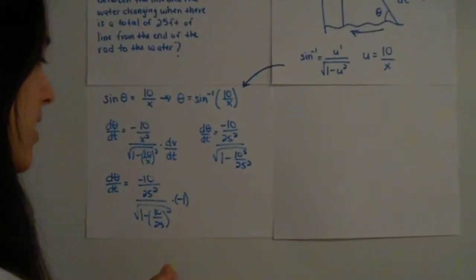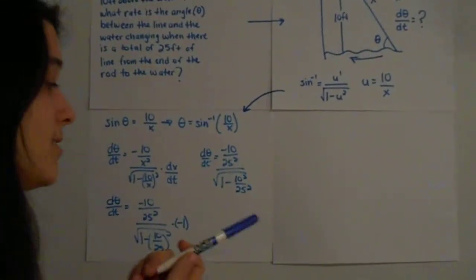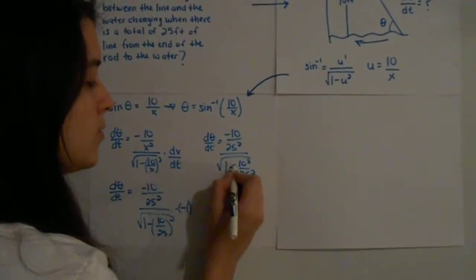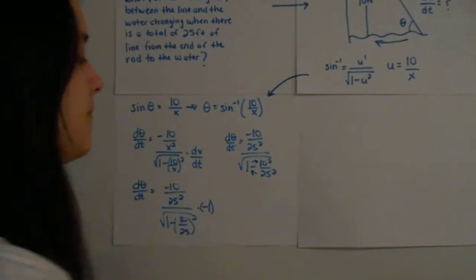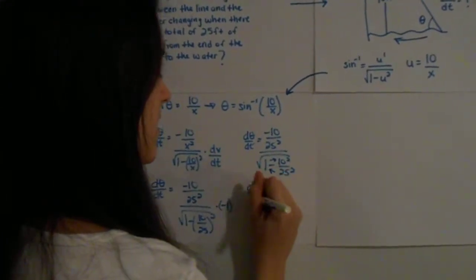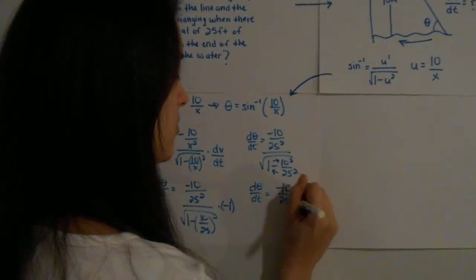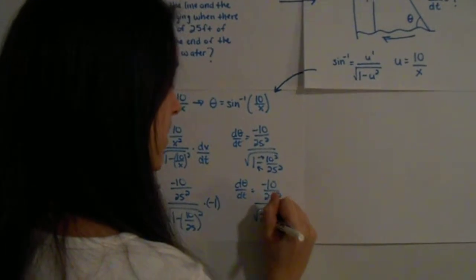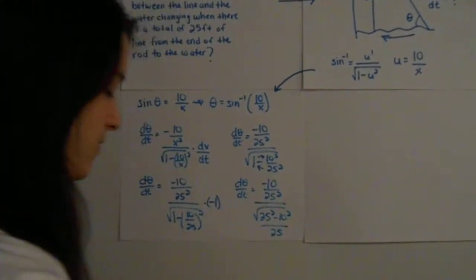And now we realize that here, for those of you who are up to date on all the shortcuts happening these days, we're going to do 25 squared times 1 and subtract 10 squared, which is called bow tying. So this is what that looks like. Negative 10 all over 25 squared, over the square root of 25 squared minus 10 squared, all over 25.